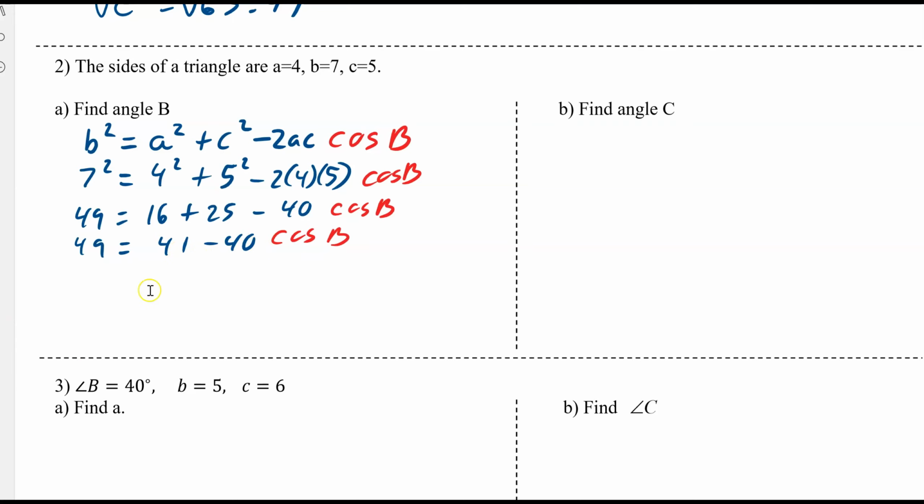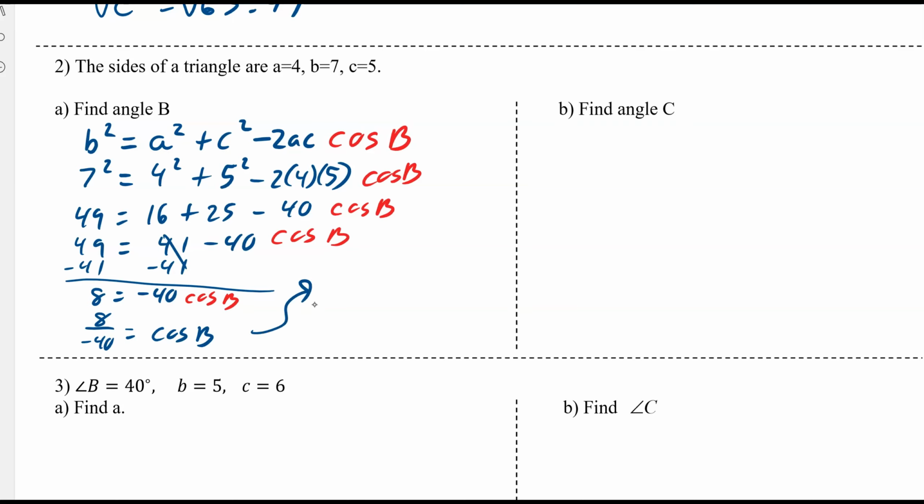It's quantity. So you're going to subtract, divide, just like you would do a normal equation. So minus 41, minus 41. So that's 8. And then divide. So 8 over negative 40 equals cosine B. And we don't need to simplify that because we're going to be plugging it in the calculator anyways. So our B then would be the inverse cosine of negative 8 over 40. And since we're dealing with a negative, we know our angle is obtuse for cosine.